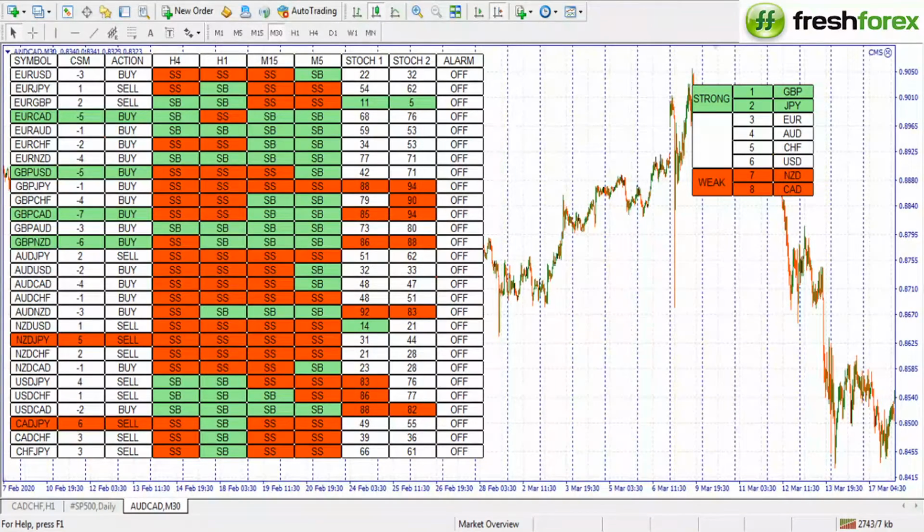This is Monday, and first of all, we'll start with the strength meter. I want to see the strongest currencies for the day. So far, we have GBP as the strongest, and the second strongest is JPY, and then we have the weakest, which is NZD. Then the weakest of all is CAD.